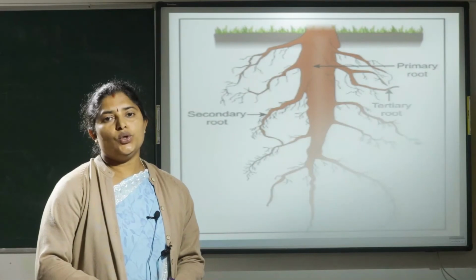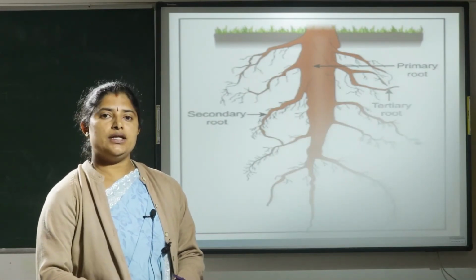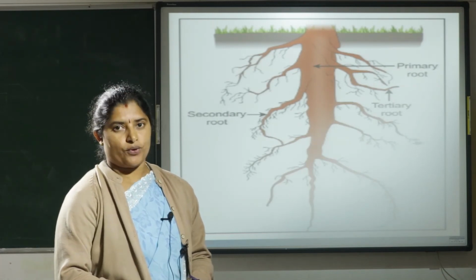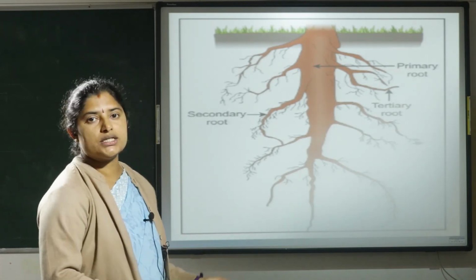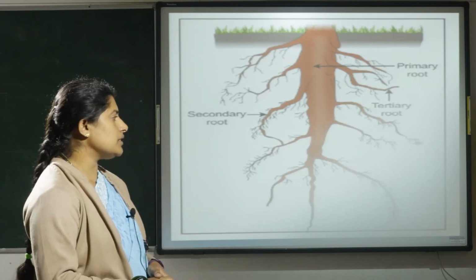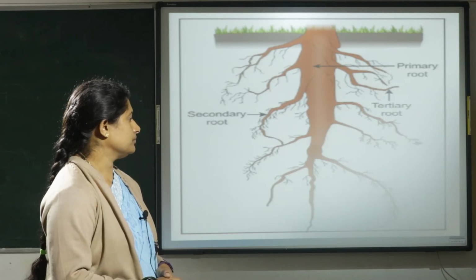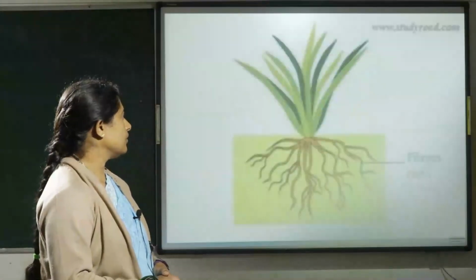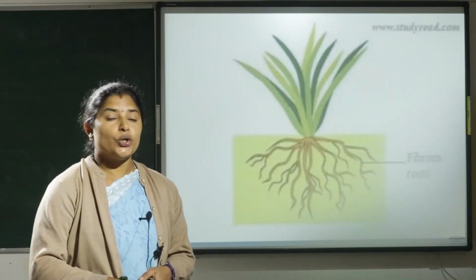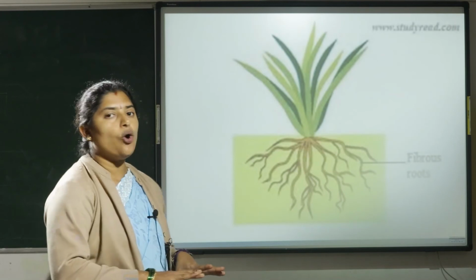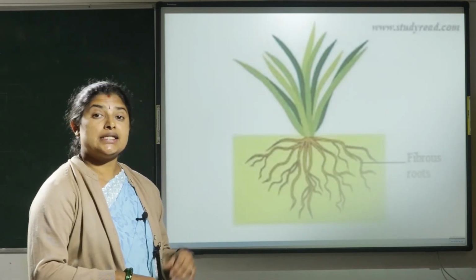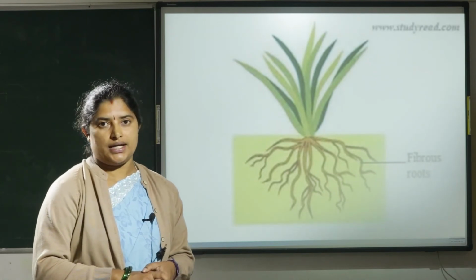Now, there are two types of roots. One is taproot and the second one is fibrous root. So, what is taproot? Taproot is somewhat straight and thick. The second one is fibrous root. Fibrous root is the opposite of taproot. You can see here the dense roots. An example is grass. An example for taproot is carrot.